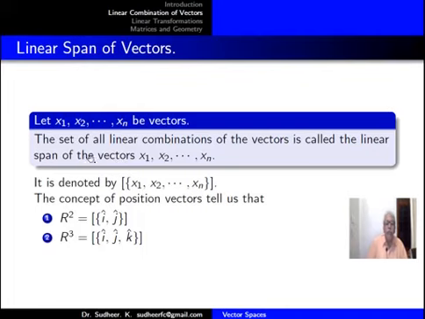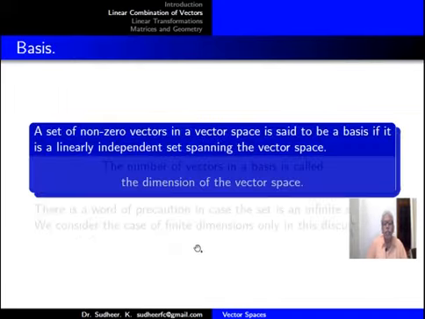Now, linear span of vectors. Let x1, etc. xn be vectors. The set of all linear combinations of the vectors is called the linear span of the vectors x1, etc. xn. It is denoted by the square bracket of the set x1, etc. xn. The concept of position vectors tells us that R2 is the linear span of the vectors i and j. R3 is the linear span of the vectors i, j and k.